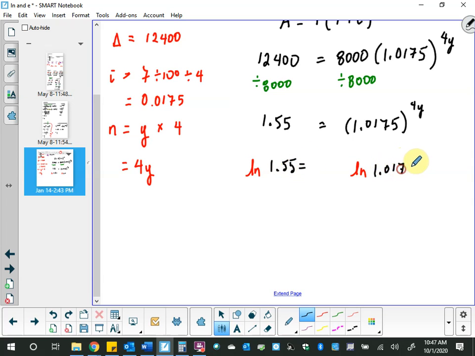And instead of me writing the 4y as an exponent, I'm going to plunk it down in front, which means to get the y by itself, I have to divide both sides by ln 1.0175, and I also have to get rid of the 4, so I have to divide both sides by 4. Oh, there we go. And y?